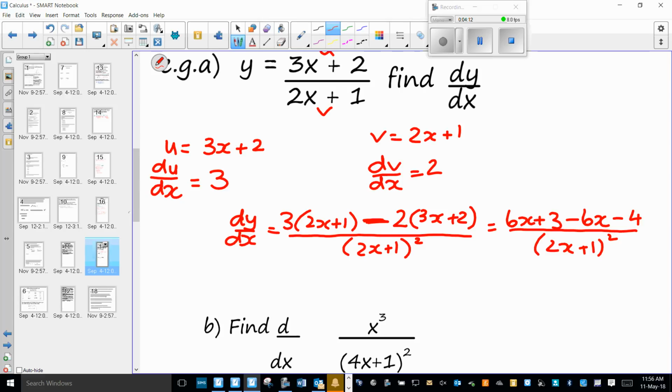Okay, so the negative 2 times 3x gives negative 6x, and the negative 2 times the positive 2 gives minus 4. Well, then you can see that your 6x take away 6x cancels out. You've got 3 take away 4. So you've just got negative 1 over (2x plus 1) squared. There's your question finished.